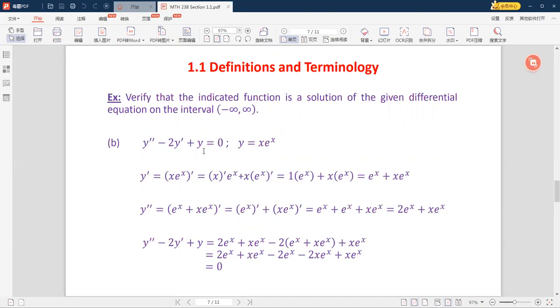So the equation we get this time is second order. We got the second derivative of y. That's the highest derivative we got. So that's second order, and it's linear because each term in this equation, y double prime, y prime, y, all of them have power 1. So this is y double prime minus 2y prime plus y equal to 0. That's the equation. And the function we have is y equal to x times e to the x. So we need to verify this function satisfies this differential equation.